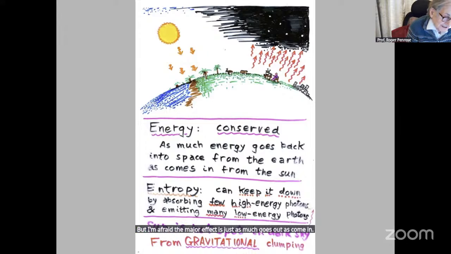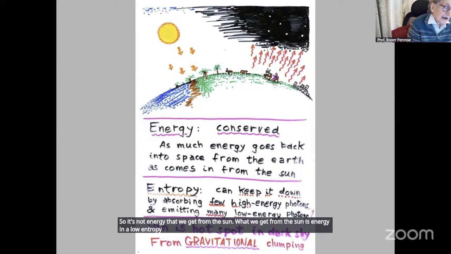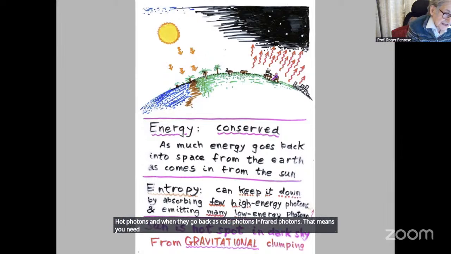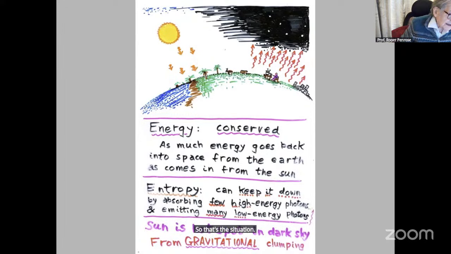So it's not energy that we get from the sun. What we get from the sun is energy in a low entropy form. That is to say, hot photons, and when they go back as cold photons, infrared photons, that means you need many more photons to take the same amount of energy away. That is many more degrees of freedom, much more entropy. So that's the situation.